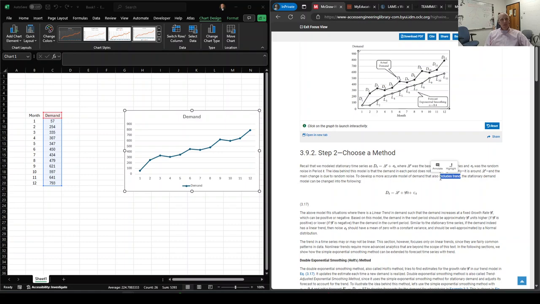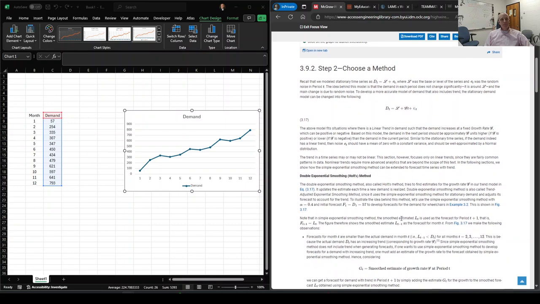To develop a more accurate model, one that includes trend, the stationary demand model can be changed to the following. We have this level L, and then G, which is some kind of growth rate, which represents an overall growth, plus an error. So we're familiar with the level or base and the error. What we're adding here is this G, this growth rate. It could be negative if it is a decreasing trend. In this case, it's going to be positive.